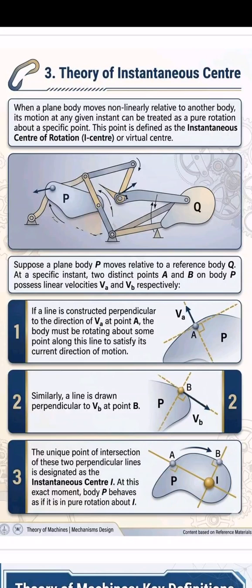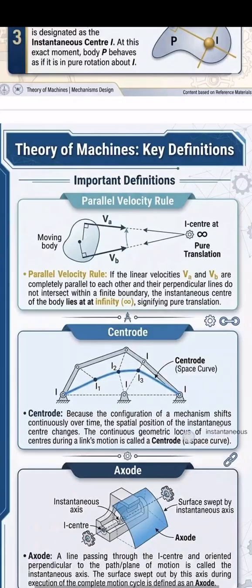Similarly, a line is drawn perpendicular to vB at point B. The unique point of intersection of these two perpendicular lines is designated as the instantaneous center I. At this exact moment, body P behaves as if it is in pure rotation about I.